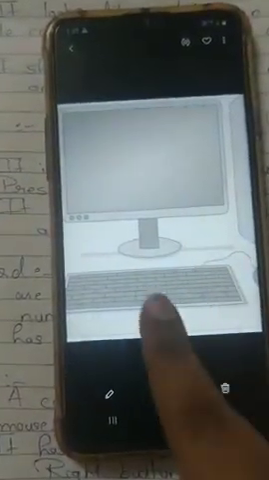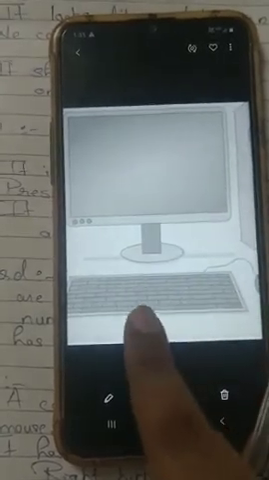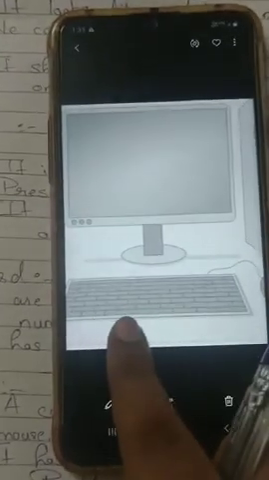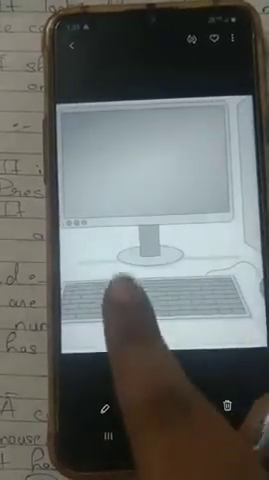What is the use of the keyboard? It is used for typing letters. If you want to type letters, numbers or any symbols, you can type them with the help of the keyboard. It is used to type. If you want to type your name, you can type it with the help of the keyboard.